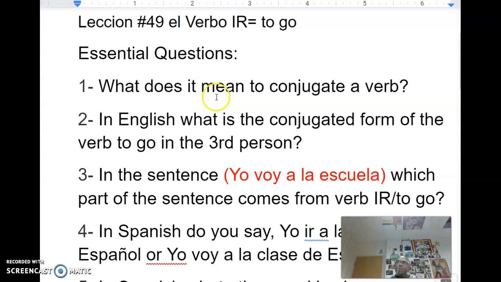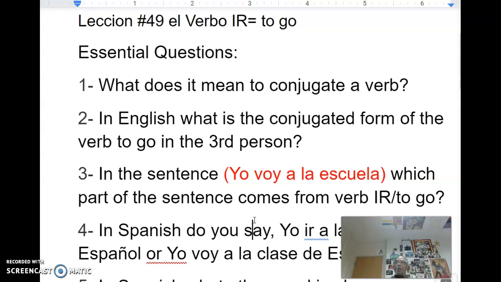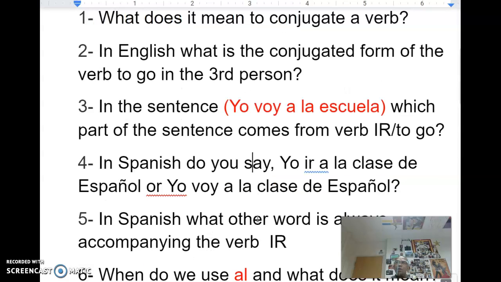These are the essential questions, okay? What does it mean to conjugate a verb? Question number 2. In English, what is the conjugated form of the verb to go in the third person? Number 3. In the sentence, yo voy a la escuela, which part of the sentence comes from the verb ir or to go? Number 4. In Spanish, do you say yo ir a la clase de español, or do you say yo voy a la clase de español?